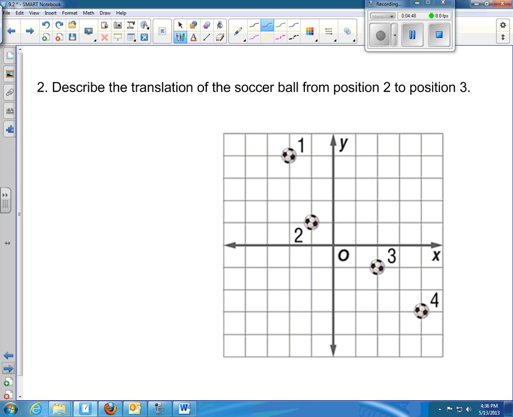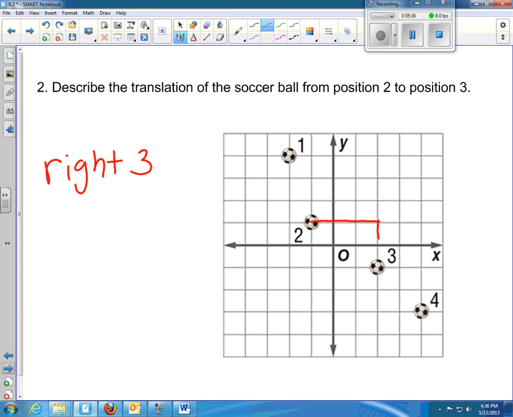All right, describe the translation of the soccer ball from position 2 to position 3. So let's first think about what we're moving left to right. So if we go from 2, we're going 1, 2, 3 to the right. So write 3.